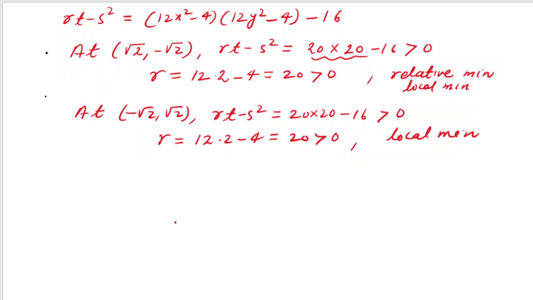Both are the point of local minimum in this case. Okay. So now, as I told you, I'm going to look at the point 0 comma 0 in the end. So now I'm going to calculate rt minus s square at point 0 comma 0. So at point 0 comma 0, rt minus s square is what? It will be 12 into 0, so 0 minus 4. So I will get minus 4 from the first bracket. Y, if I put 0, again I will get minus 4. And then I write minus 16. So 16 minus 16 is equal to 0.